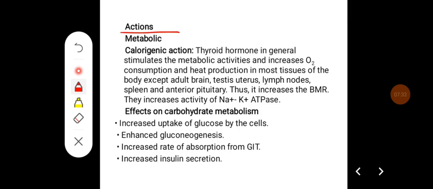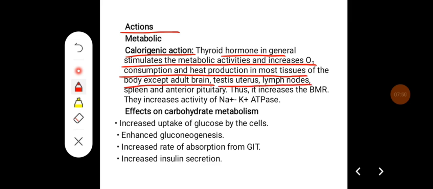Some of the actions of these thyroid hormones: metabolic functions. They have a calorigenic action. The thyroid hormone in general stimulates the metabolic activity and increases oxygen consumption and heat production in most tissues of the body except in brain, testis, uterus, lymph nodes, spleen, and anterior pituitary. Thus, it increases the BMR.